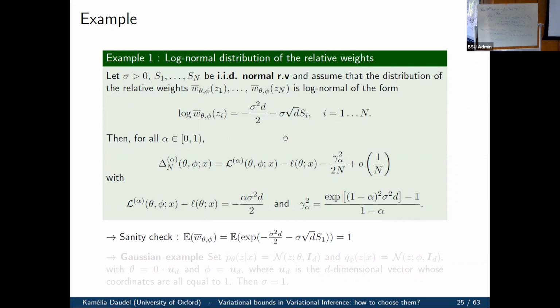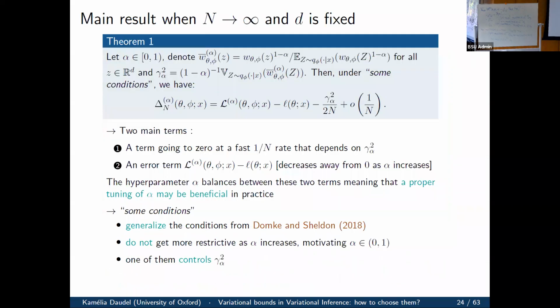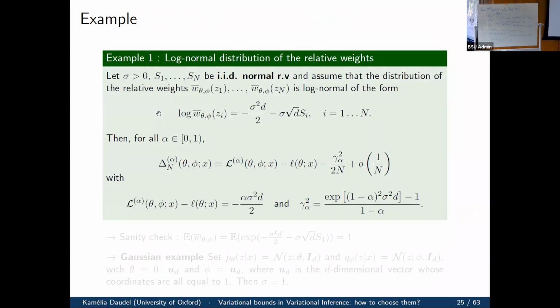And if I assume this particular form, I can give the expression of the terms that appear in the prediction that I have in theorem 1. As a matter of fact, this term is going to be minus alpha sigma squared d divided by 2, which might help you visualize what I was telling you before about the fact that it decreases away from 0. This is linear, so it's the perfect example. And the gamma alpha squares are going to be of this form.